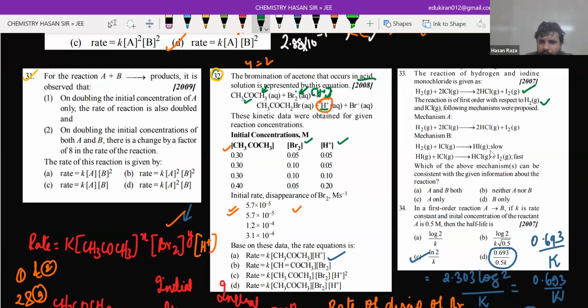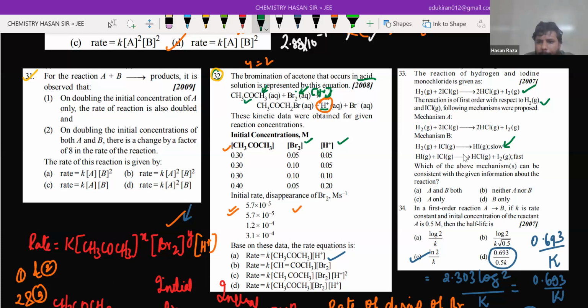Mechanism A is this mechanism. This is the slow step on which you need to be focused, because the slow step determines the rate of the reaction. Which of the above mechanisms can be consistent with the given information about the reaction?